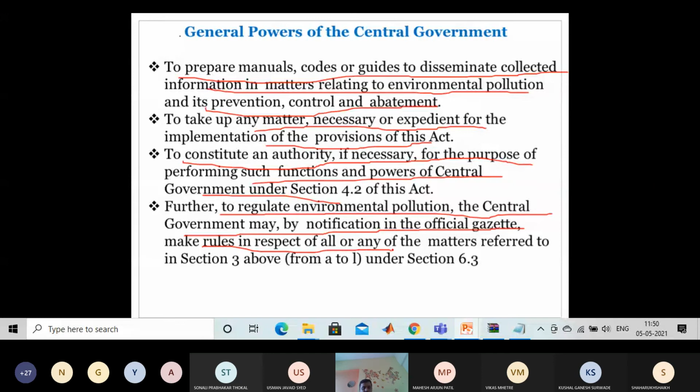Further, to regulate environmental pollution, the central government may, by notifying in the official gazette, make rules in respect of all or any matter referred to in section 3 above, from A to L, that is under section 6.3. Means the provisions mentioned in 6.3 are notified in the official gazette, so everyone can easily understand and follow those rules and regulations, thereby avoiding penalties.